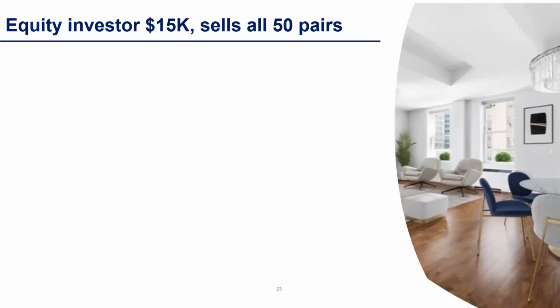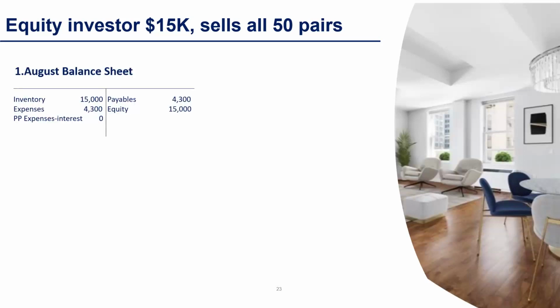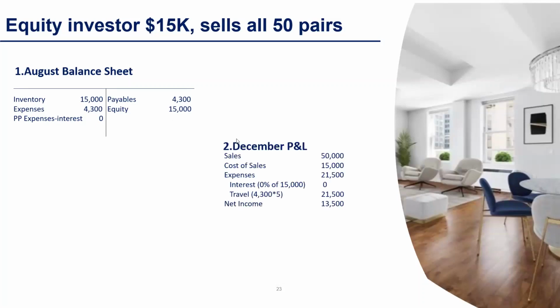Now let's see what happens if instead of borrowing from a bank, she gets an equity investor and the business goes well. So for August, it'll be the same situation, right? She will get the $15,000, this time from an investor, and she will use the money to get the inventory for her business. When we look at the December P&L, it will be a bit better. So she sold 50 pairs of shoes at $1,000. This was her cost of sales, and these were her expenses. But because she didn't pay interest to the bank, her net income was higher. In this case, it's now $13,500.